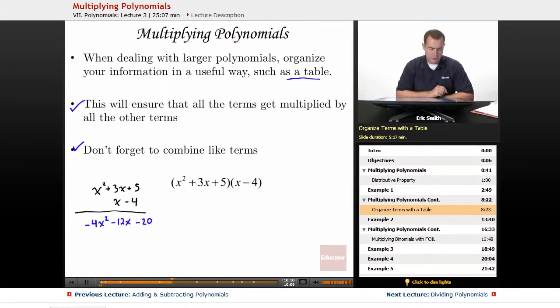Now we'll do the same process with the x. We'll multiply it by everything in that top polynomial. Alright, so x times 5. That would be a 5x. And notice I'm going to write that one right underneath the other x terms. This will help me combine my like terms later. x times 3x, 3x squared. And one more, x times an x squared, x cubed.